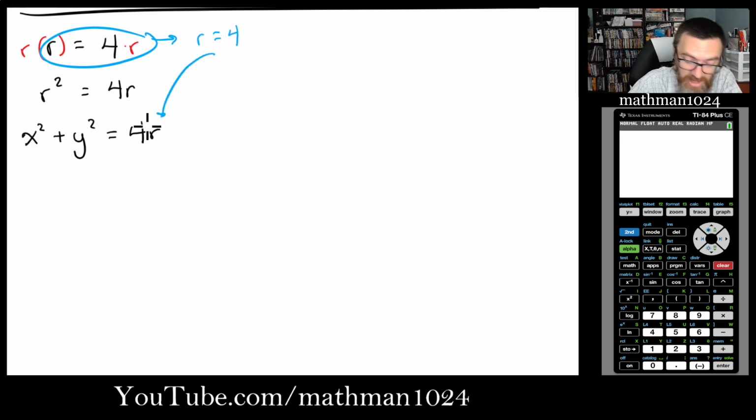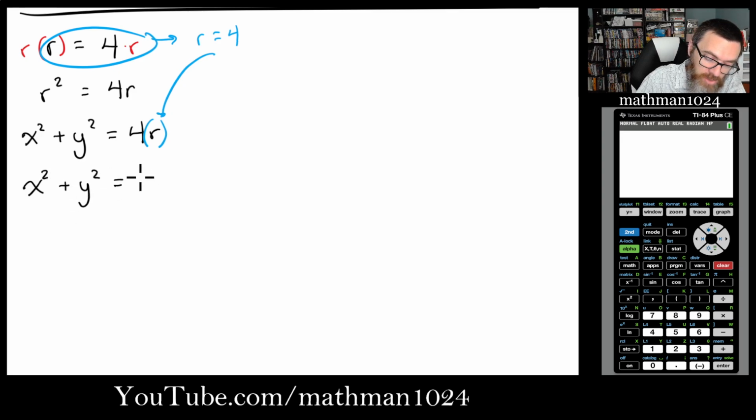Well, the weird thing about this is that at the very beginning, they told you that r equals 4. So if I plug 4 in for r, that's going to be valid because they defined r to be equal to 4. So by making that replacement, we have x squared plus y squared equals 4 times 4, which is 16.